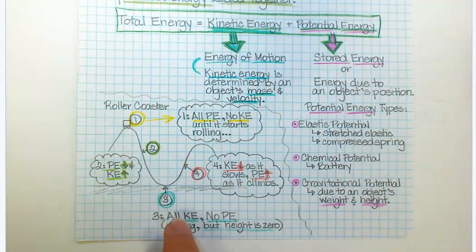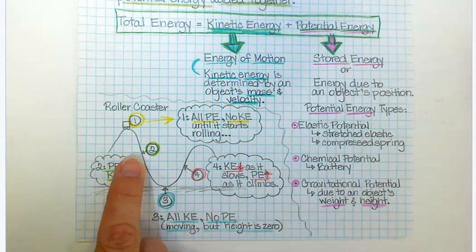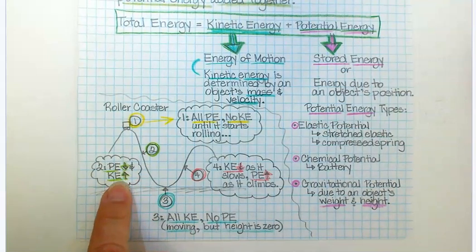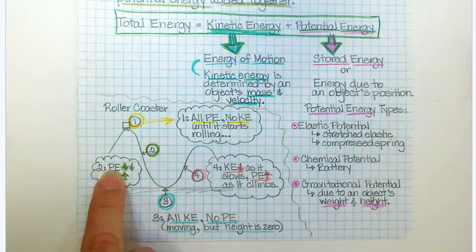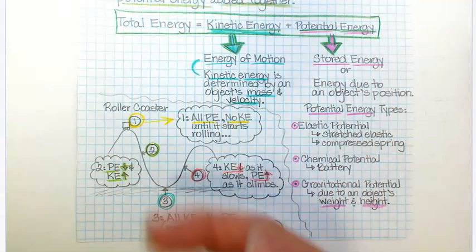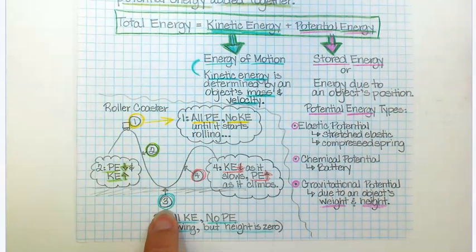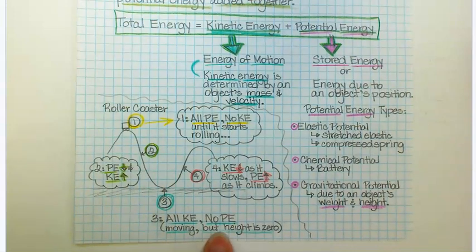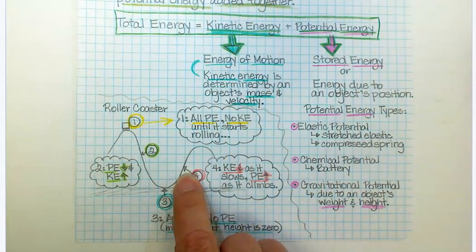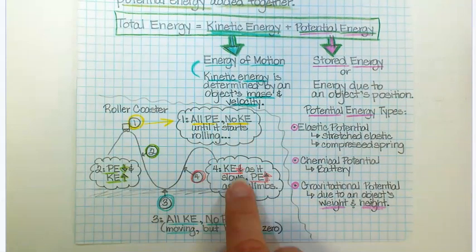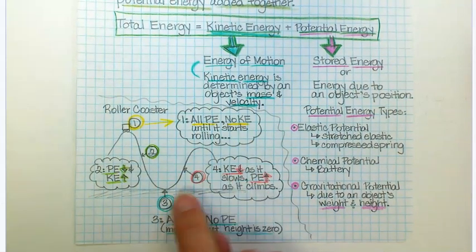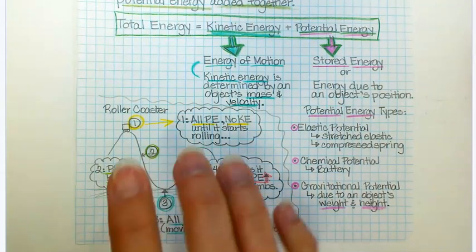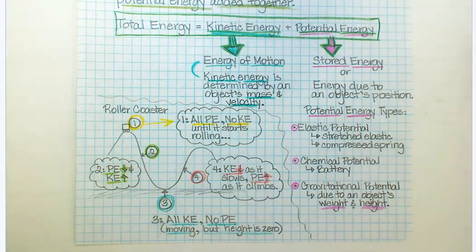Well, then it rolls down the hill and it gains speed. So the kinetic energy is going up because it's getting faster and faster, but the potential energy is going down because it's heading towards the bottom of the hill. Down here, the little roller coaster cart is going its fastest, so it's basically all kinetic and no potential because the height above the ground is 0. And then it starts to make its way back up the next hill. It's going to slow down, so it's going to lose kinetic energy, but it's going to build potential because it's getting higher again.